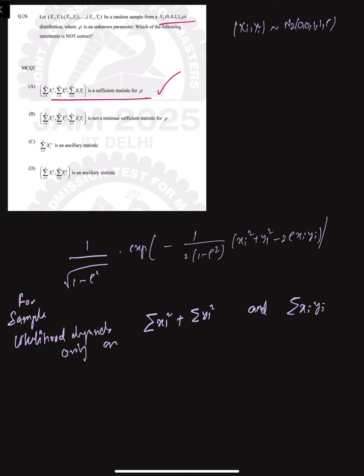Now if we consider the third statement, summation xi square is an ancillary statistic. Marginally, xi follows normal 0, 1, so this does not depend on rho. So summation xi square follows chi square with n degrees of freedom, which is independent of rho. Therefore, summation xi square is an ancillary statistic because it does not depend on the unknown parameter rho. In a similar way, if we consider the joint distribution of summation xi square comma summation yi square, this also doesn't depend on rho.